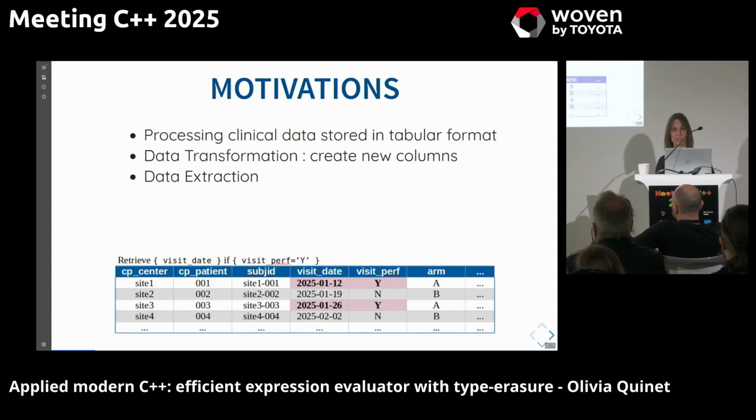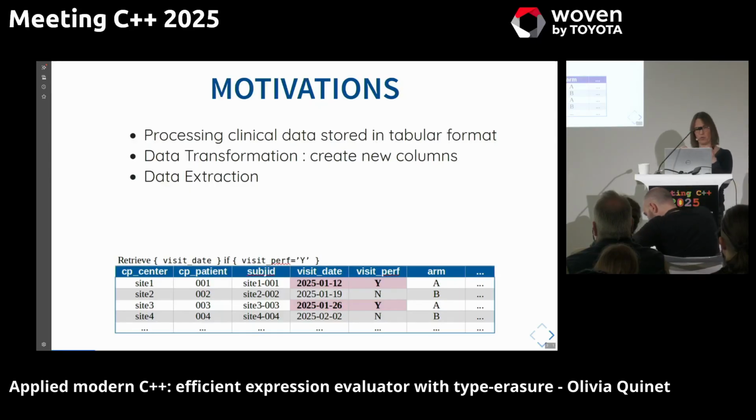Sometimes we also have to extract data. So for example, we need to extract the visit date, so the date at which the patient has come to the hospital. And we also need to know if the visit was performed, because if the visit is performed, you have in that data set the actual visit date, which is interesting. But you also have the planned visit date for the future, but we need to know if the patient came to that visit or not. So there's a lot of things that can be done.